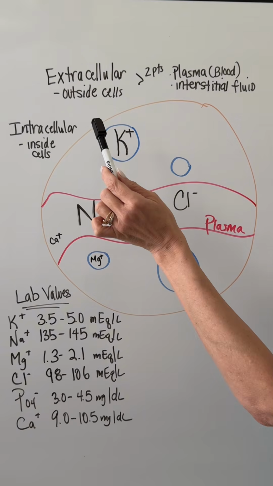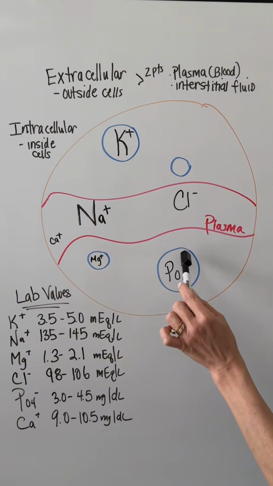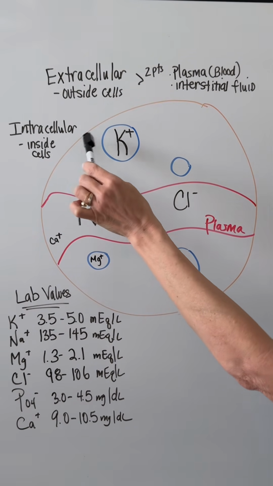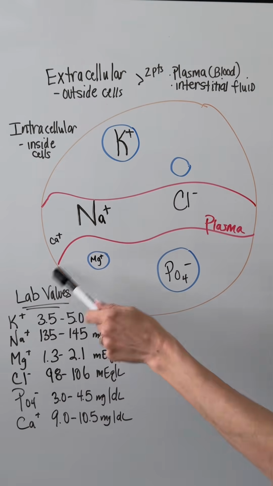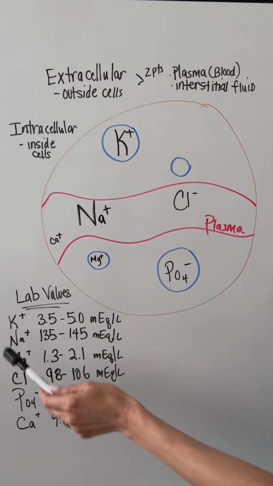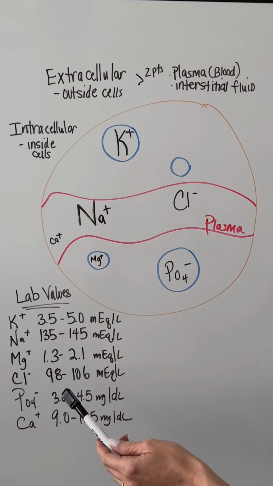That's all extracellular, which is outside the cells. Then you have intracellular, which is inside the cells. So you have cells that are not in the plasma and they are intracellular. Now, when I'm looking at the lab values, what helps me remember, especially your cations, which is your positives, and your anions, which is your negatives.